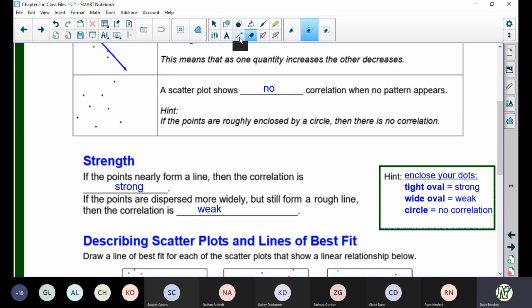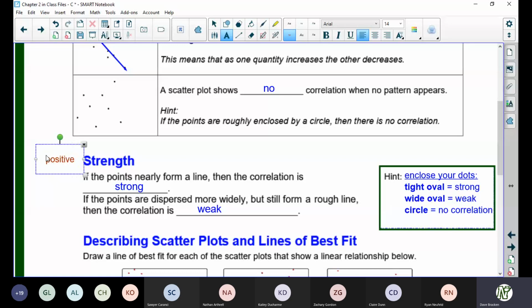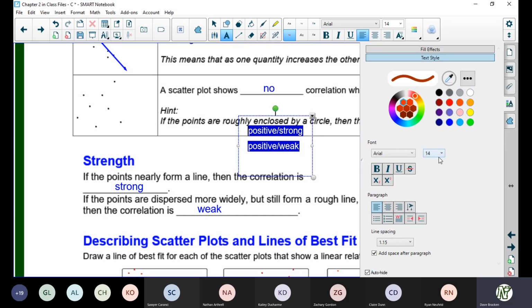So when I ask about correlation, there's really only 5 possibilities. The 5 possibilities are positive and strong. Maybe I'll do it right up here. Positive and strong. Or you could have positive and weak. So you can have a positive strong, you can have a positive weak.